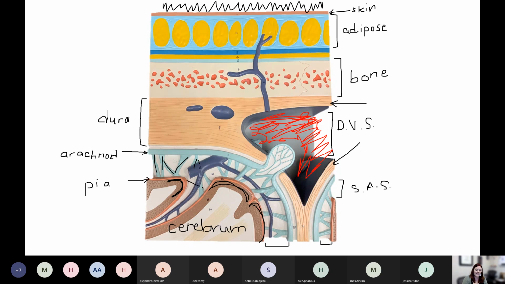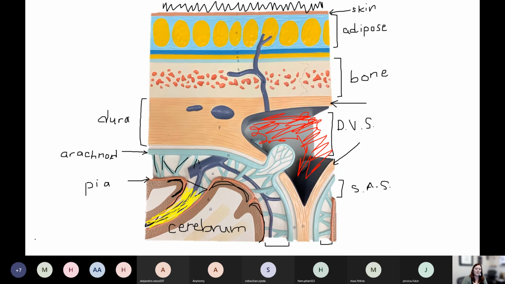A sulcus is an indentation. So these spaces here where we're indenting, and I'm actually going to color it in yellow to make sure we can see. See, I've got this open space between the parts of my brain. That's the sulcus. That's the indentation. So gyrus always means bump. Sulcus always means an indentation.